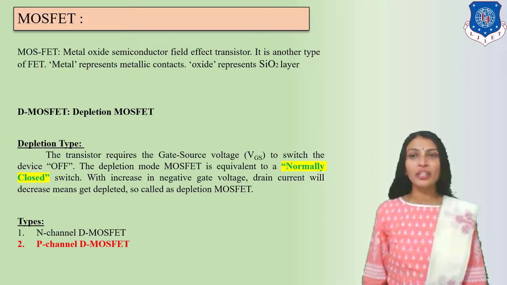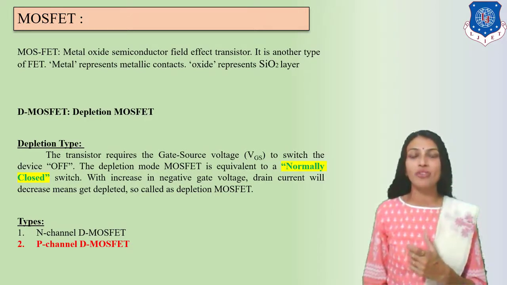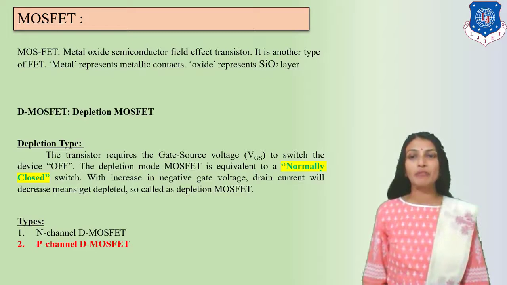See, this is the MOSFET introduction. What is the MOSFET? It is the metal oxide semiconductor field effect transistor. It is another type of FET, the field effect transistor. Metal represents the metallic contacts and oxide represents the SiO2 layer. So we will have the MOSFET. It is another type of transistor. Now there are two main types of MOSFET, D MOSFET and E MOSFET. So in today's session I am continuing with the D MOSFET and its type.